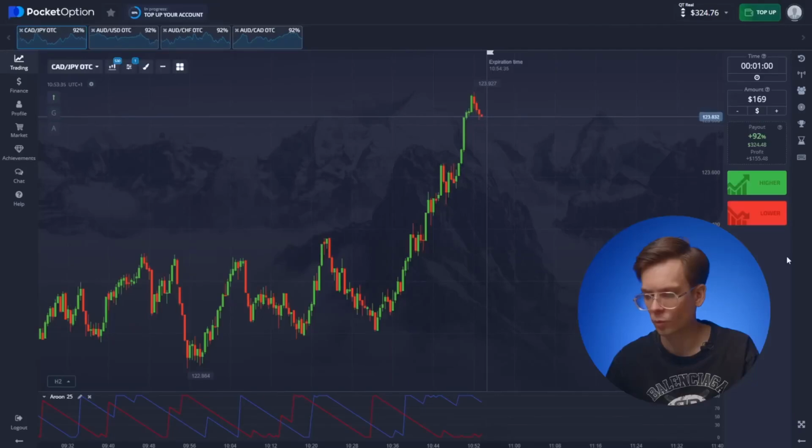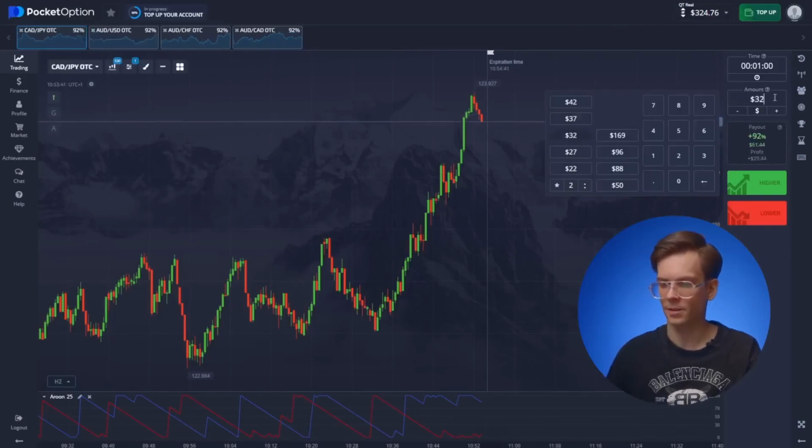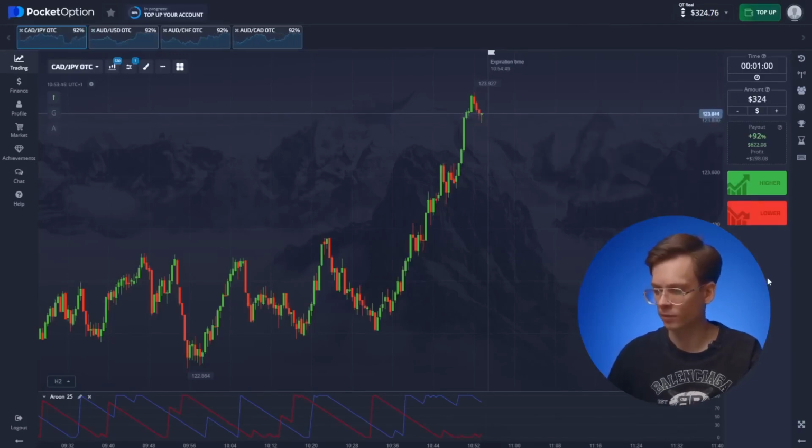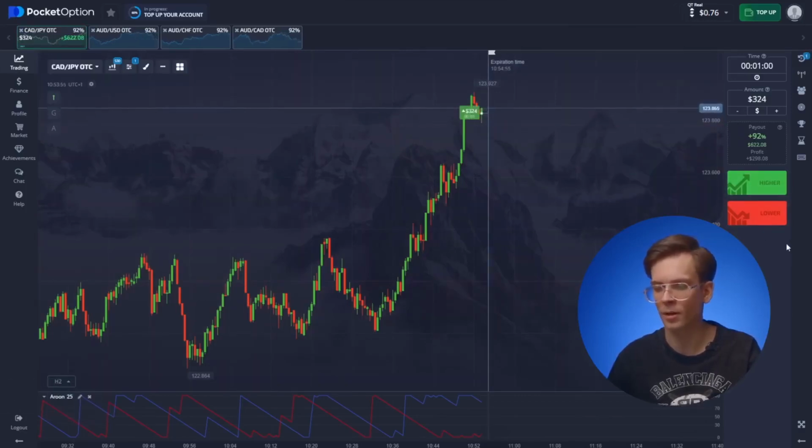Moving on. Skipping Aussie and Canadian for now, it's going to be Canadian and Yen. Investing the entire amount and going long. It seemed like there was a reversal on the chart, but it turned out to be just a minor retracement. Arun helped me understand that the uptrend will continue.